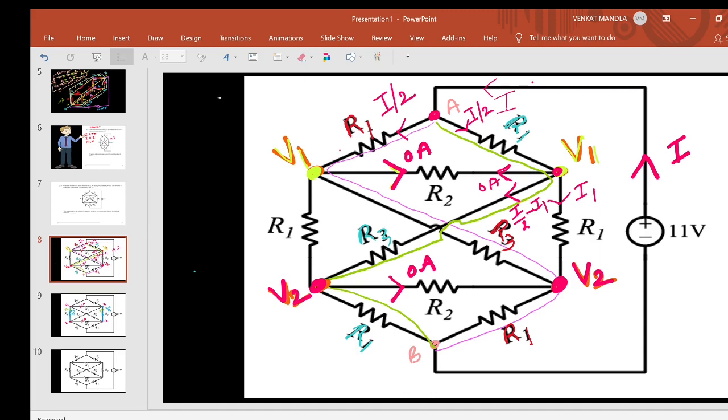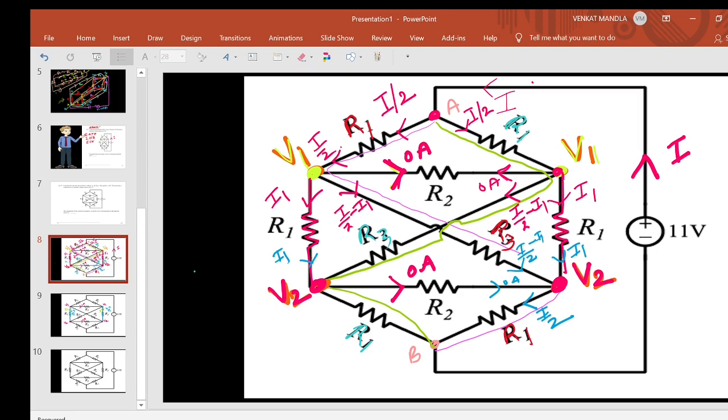Next, here also we got I by 2. Here I am assuming I1, the same in this branch and in this branch. These two branches have equal currents. Here I am assuming I by 2, here I1, so here 0 amps. Then here you will get I by 2 minus I1 in this branch. Now here, I by 2 minus I1, here I1, here 0 amps. Add all these things: I by 2 minus I1 plus I1, you will get I by 2. Same here also: this is I1, this is I by 2 minus I1, add these two, you will get I by 2. So all these things I will represent in another slide.